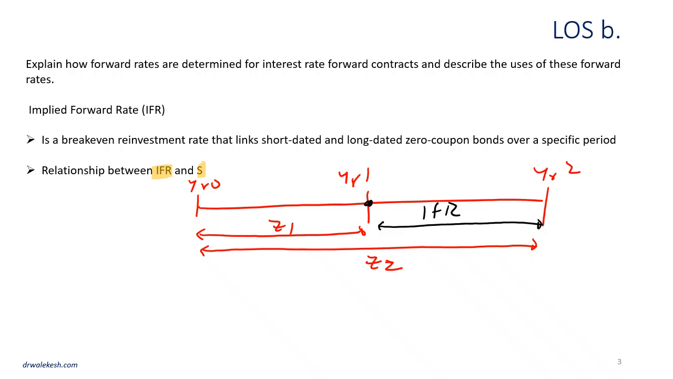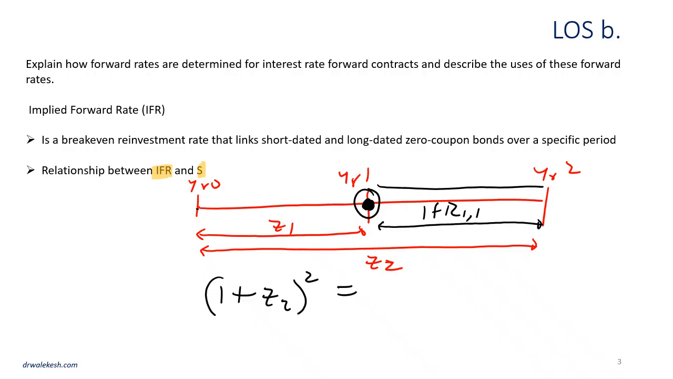Here, this will be the implied forward rate in 1 year's time from now, because the lending or the borrowing does not start immediately. It starts here, and it is just for 1 year. So the relationship is this: 1 plus Z2 raised to power 2 should be equal to what?